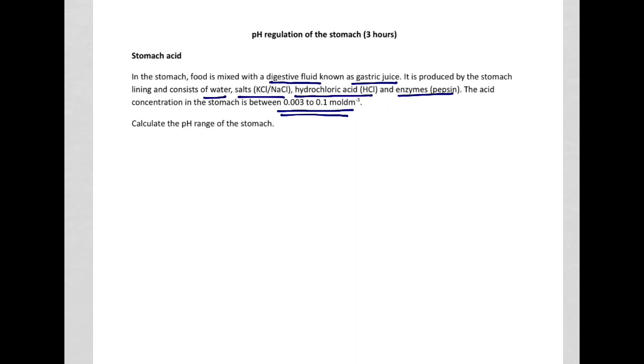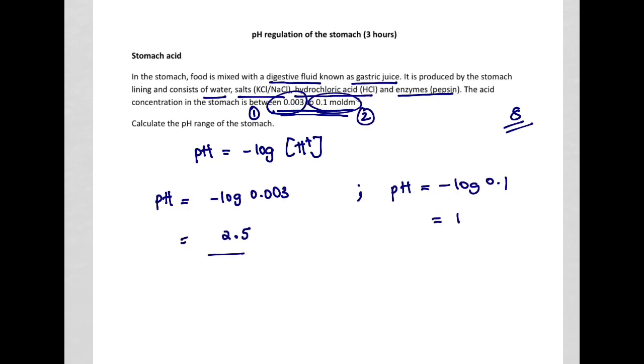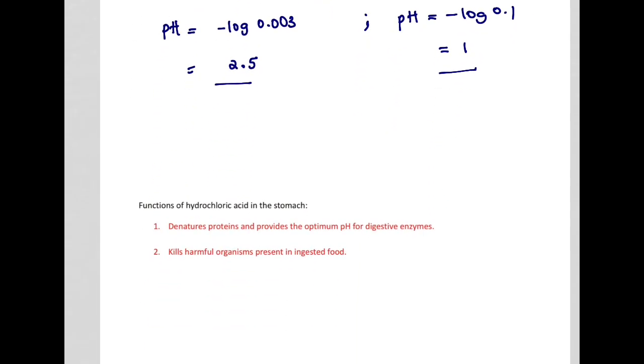At any point, if you think you need to go back to topic 8 to review calculations, please do so. The pH is minus log of H plus, so you can find the pH for these two concentrations. So this is the pH range of the stomach.